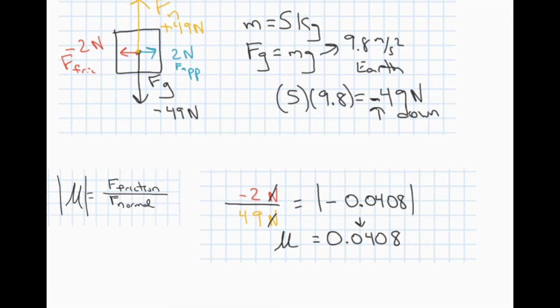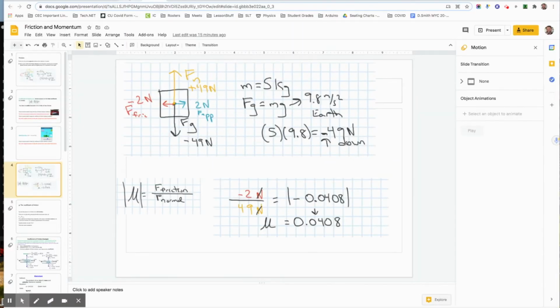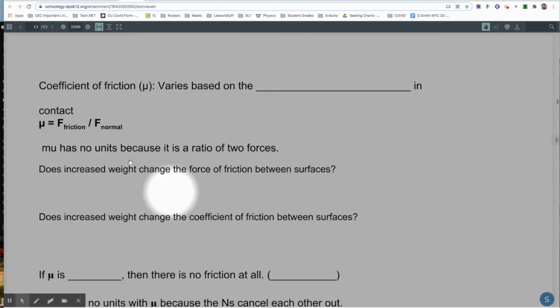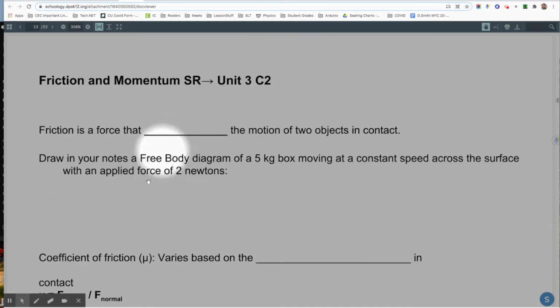So if you go back to the very top, I'm going to calculate mu, the coefficient of friction, for that example. So if we go to our notes, we should have all this filled out, right? Everything here, basically to here. Does increased weight change the coefficient of friction? No. Does increased weight change the normal force? Yes. And I want you to put what I'm showing you right now in these notes right here. So you drew the free body diagram, hopefully right here, and now we're going to calculate mu using that equation.